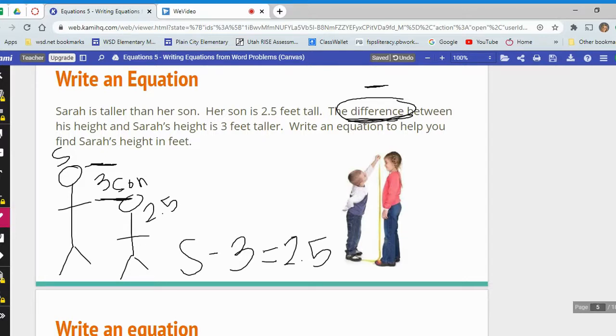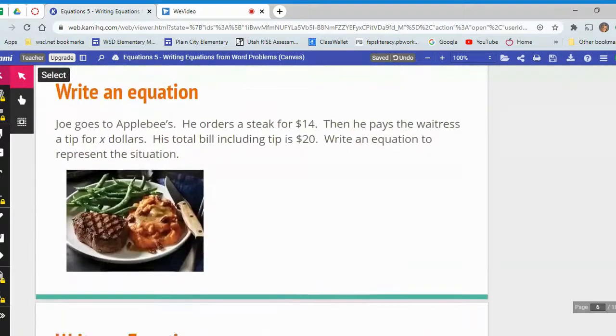So again, that picture maybe helped you visualize and think it through: what would it look like in real life, right? These are real world situations. So let's look at the next one.